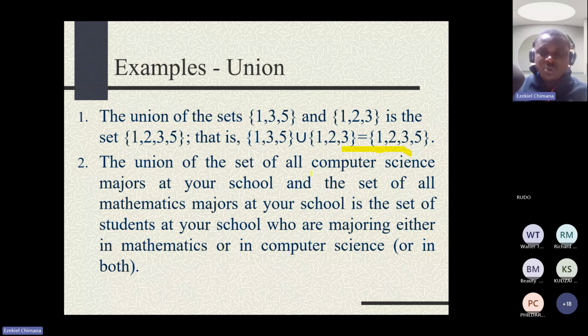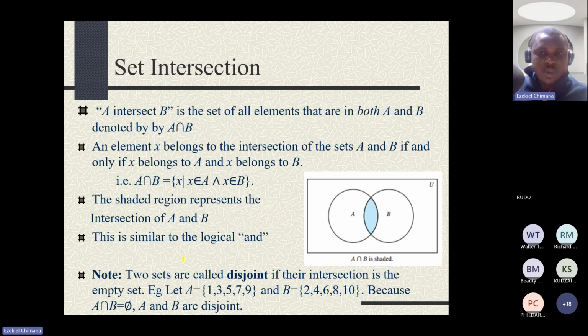So the union of the set of all computer science majors at your school and the set of all mathematics majors at your school is the set of all students at your school who are majoring either in mathematics or in computer science or in both.